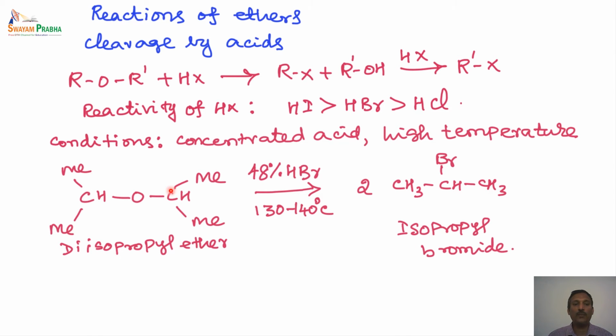So here is an example of diisopropyl ether getting cleaved by 48% HBr, because HBr is the standard acid which is generally used for the cleavage of ethers, and the temperature used is very high, 130 to 140 degrees centigrade. So we get two molecules of isopropyl bromide after the cleavage.